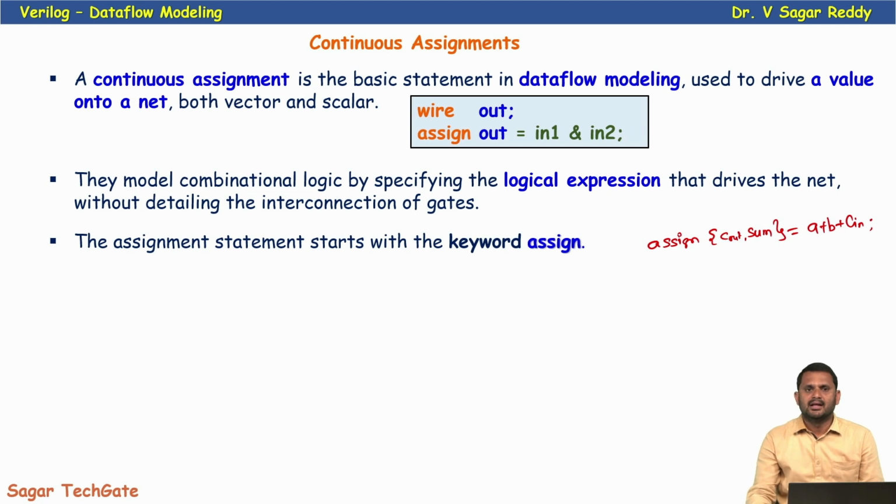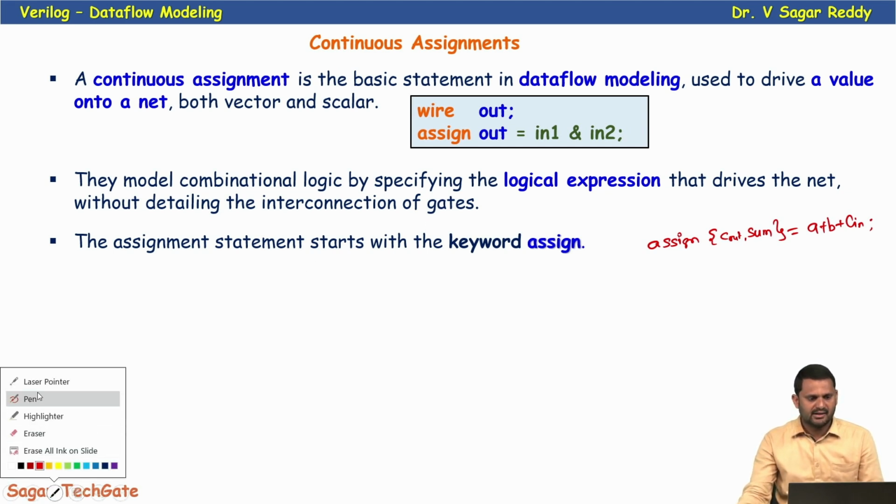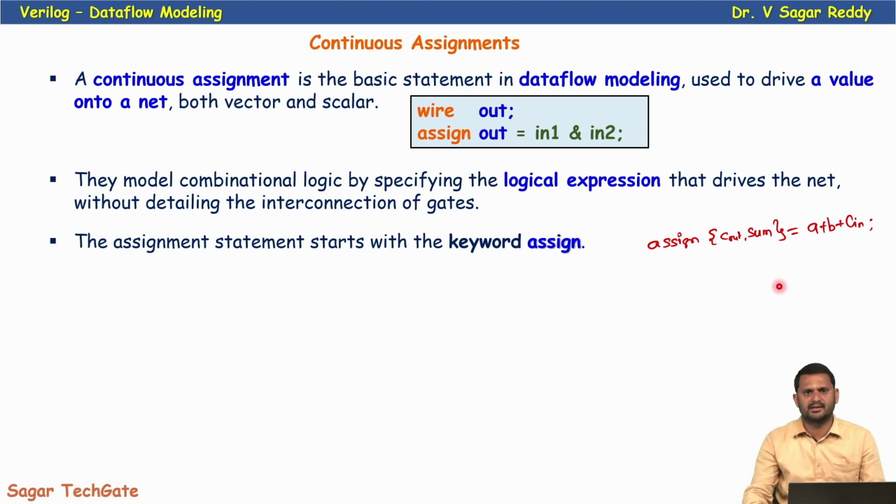So here we didn't discuss the internal structure of this. Clear? How many gates are there? How are they connected? If you see in the full adder, if you use two half adders, each half adder contains an XOR gate and an AND gate. Anyway, we are not discussing the internal structure of this circuit. You will just write a Boolean expression.